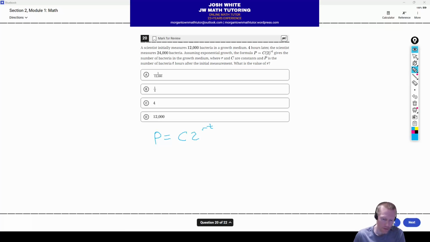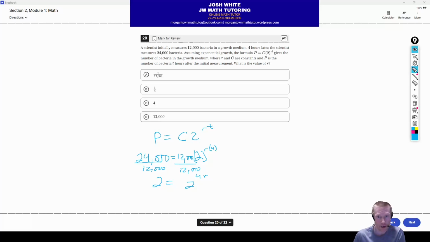P is your number at whatever time you're specifying. So in this case, our time would be 4 hours, and that would correspond to 24,000. And C is the initial amount or initial quantity, so that would be 12,000. Then you divide both sides by 12,000, and it comes out to 2. So you've got 2 equals 2 to the 4r.